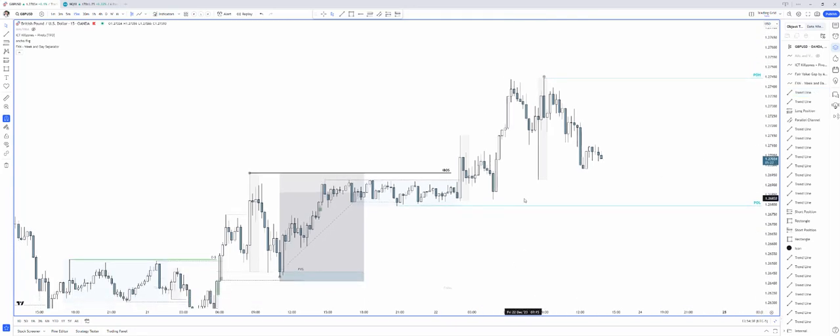And then what happened? I was looking for another QM, but this bar actually destroyed everything. Why? Because if you see, this is like this. So when the liquidity is taken out, this guy is responsible. So the QM will confirm only when this guy will be taken out. Then we can say, okay, the QM is confirmed.